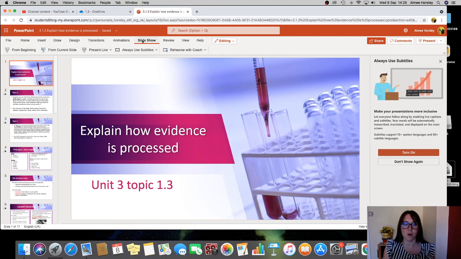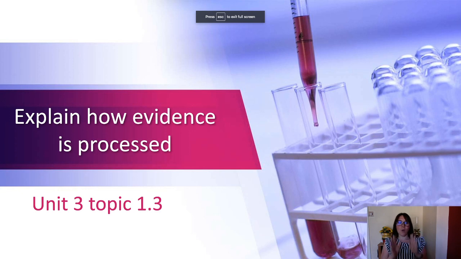Let's get going. So, explain how evidence is processed. This one's quite nice and straightforward, not as much content as 1.1 and 1.2. And so obviously this is now on to 1.3.